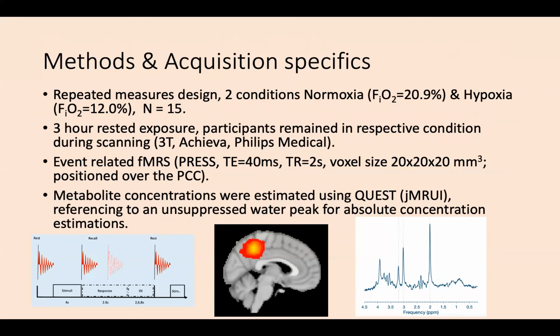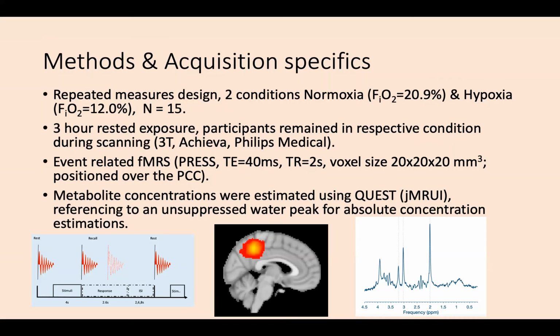We scanned participants in both normoxic and hypoxic conditions on separate days. The procedures were matched completely and the participants were blinded to what condition they were in. We positioned our MRS acquisition voxel over the posterior portion of the cingulate gyrus. The average position is shown in the image below as a heat map over the MNI152 brain, and there's also a sample spectrum to assess our data quality beside that to the right.